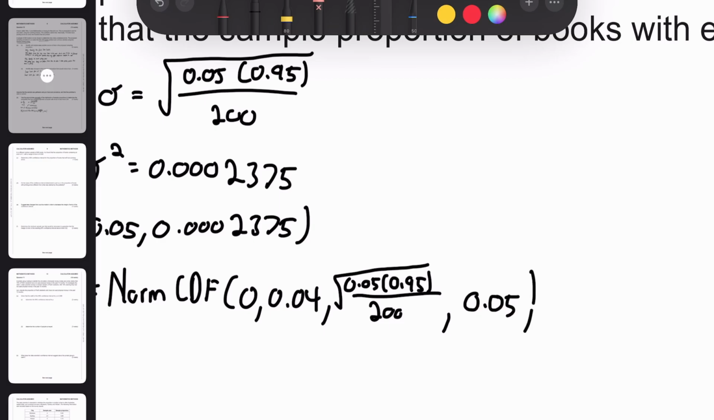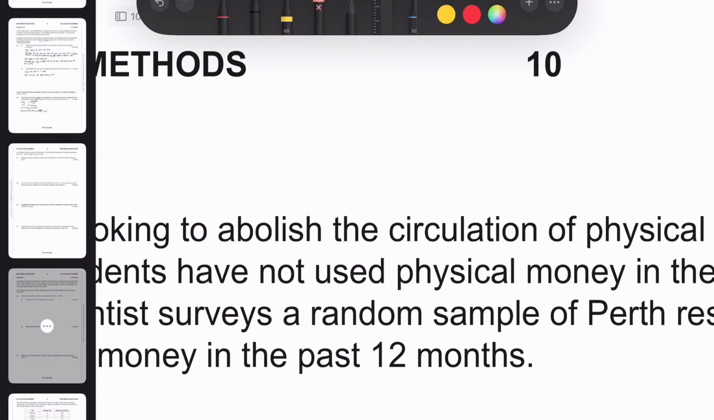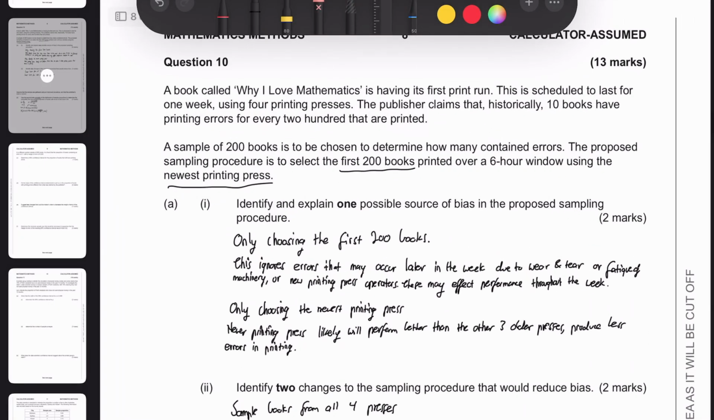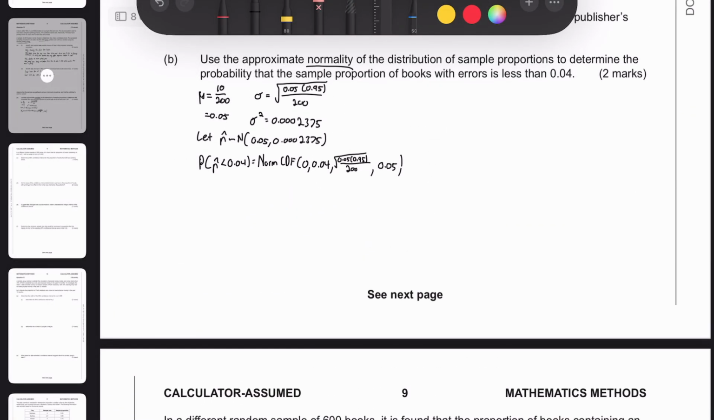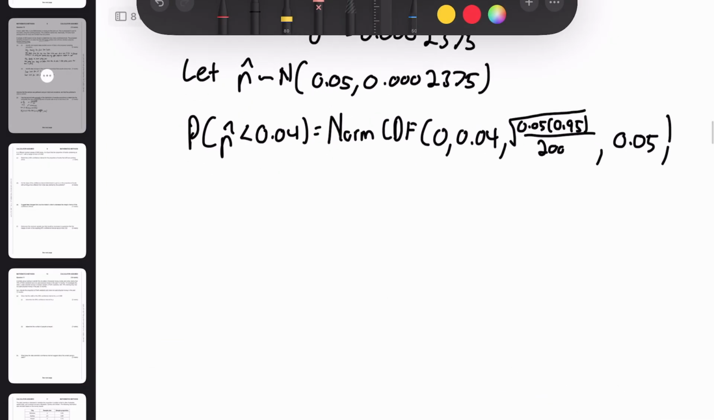So putting this into a calculator, going to action, distribution, inverse, continuous, normal CDF, 0.04, square root of 0.05 times 0.95 divided by 200, comma, oops, I clicked all the way. Where am I now? And then, okay, 0.05. We get that this probability is 0.2576.